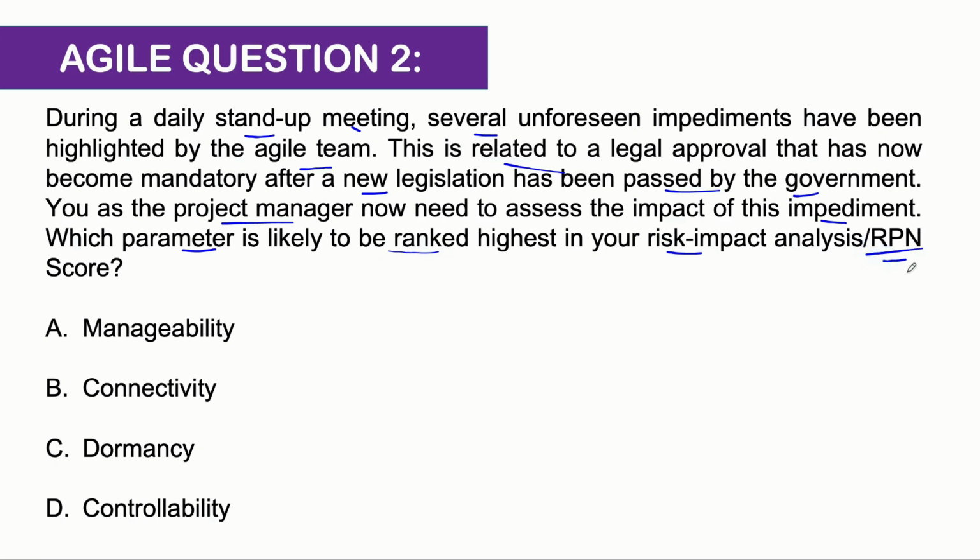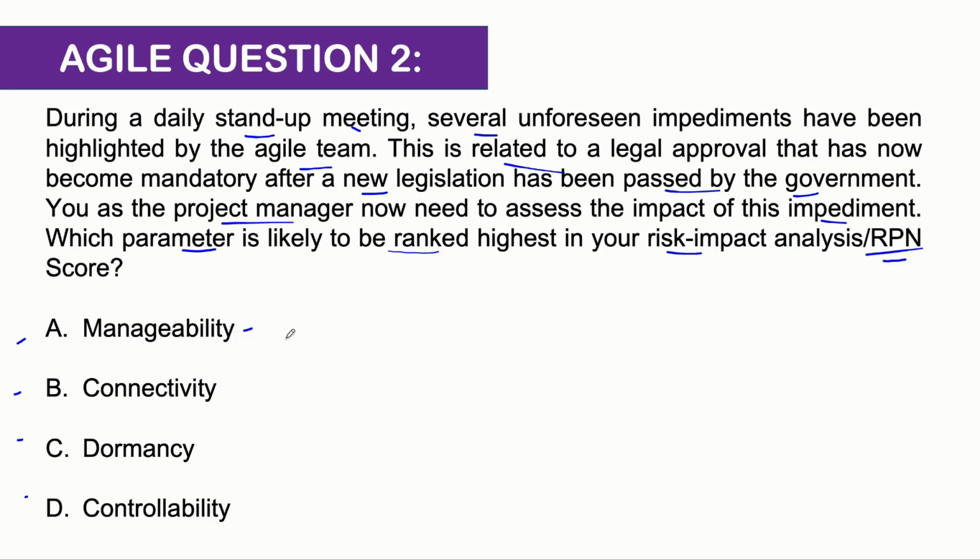Now, RPN is an important terminology, guys. This means risk priority number. Okay, so you need to get used to these kinds of acronyms which are very common in the PMBOK terminologies. Okay, so the question is asking which parameter among these 4 options A, B, C and D is likely to be ranked highest in your risk impact analysis. So let's start evaluating the options.